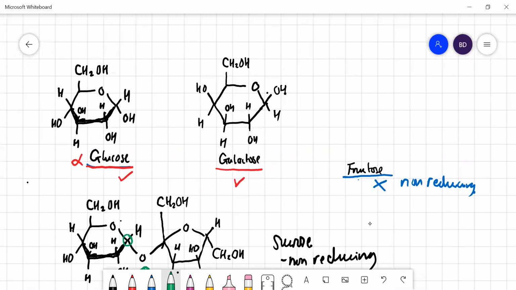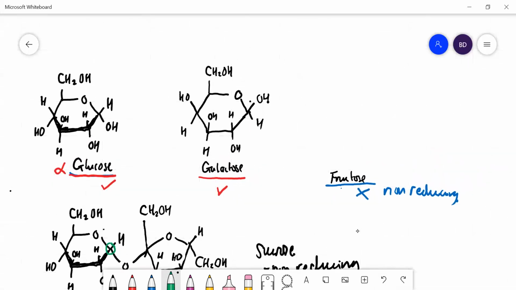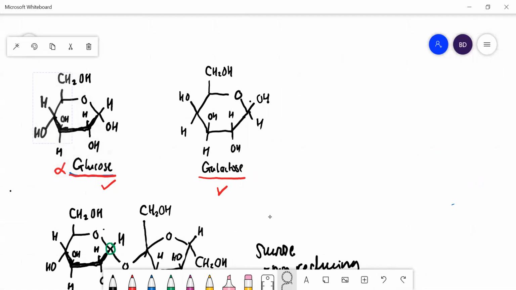Right, another disaccharide which you probably will have heard of is lactose. Okay, now lactose is found in milk, and it is made from a glucose and a galactose joined together. So if I get a glucose, I don't think I want that bit of the glucose.